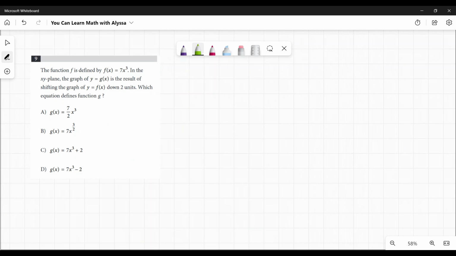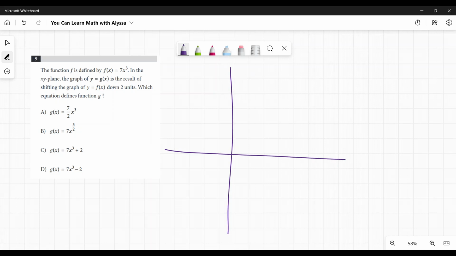Number 9. The function f is defined by f of x equals 7x cubed. In the xy-plane, the graph of y equals g of x is the result of shifting the graph of y equals f of x down 2 units. Which equation defines function g? Man, they love their verbiage, don't they? So many words for a math test, right?